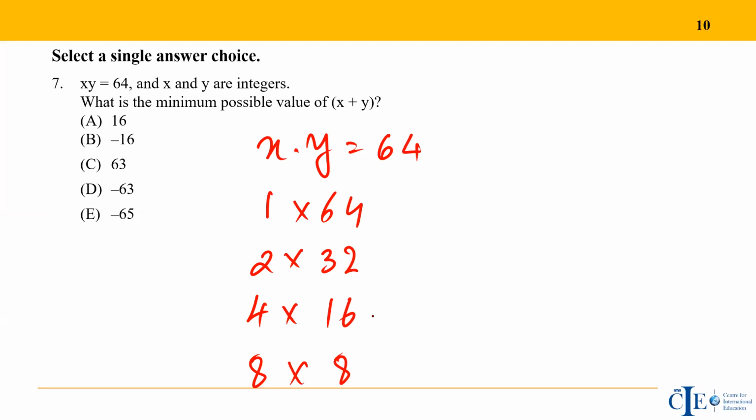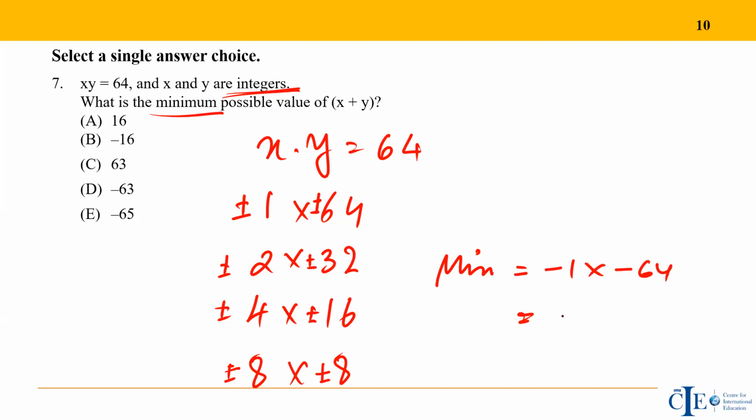Now, since it is given that x and y are integers, besides this you can also have a plus minus sign. So it's not just plus. It's a plus minus thing because you can also have negative values. Now, since we need to find the minimum possible value, the minimum would be when it's minus 1 into minus 64. That will add to minus 65. In fact, the maximum would happen when it is 1 into 64, which will add to 65. So you can have the sum ranging from minus 65 to plus 65.